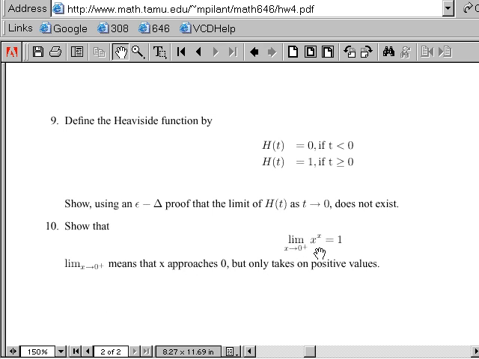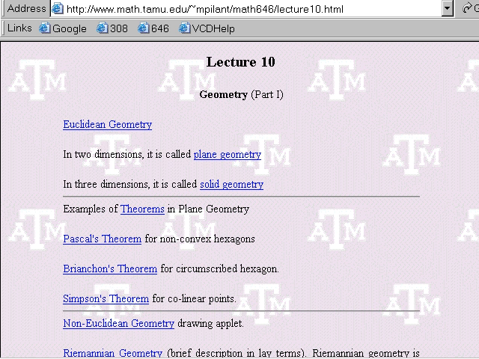Finally, this is a nice little limit. Show that the limit of x to the x, as x goes to 0, equals 1 if you go through positive values. I wouldn't just apply L'Hopital's, but you have to provide a fairly rigorous demonstration of this. Don't just put values in your calculator and say, see, they get close to 1. You need to be a little more precise than that.